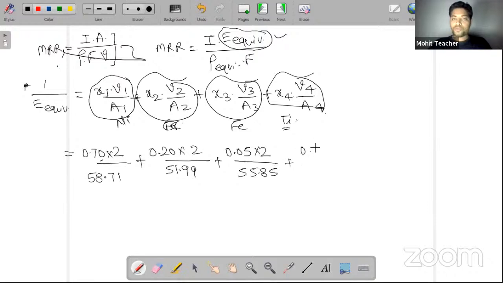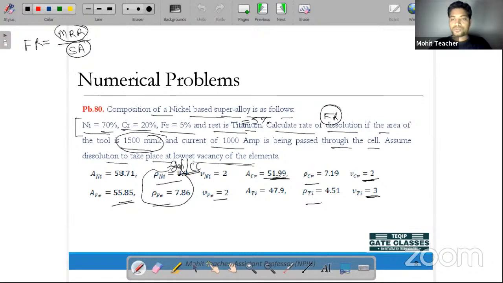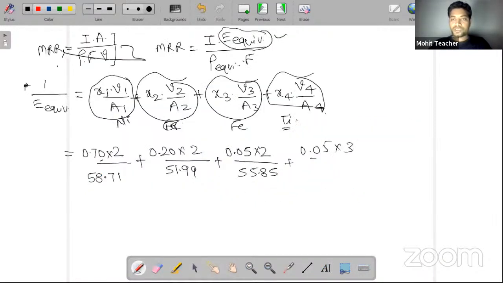Plus 0.05 into v4, which is for titanium, so the valency is 3 and this is 47.9. So this is 3 upon 47.9. Please calculate the value of E equivalent from here. I am coming back in 1 minute.